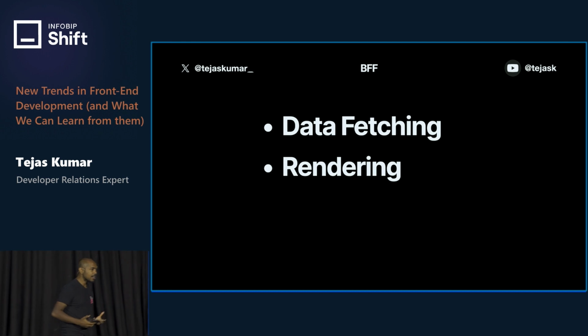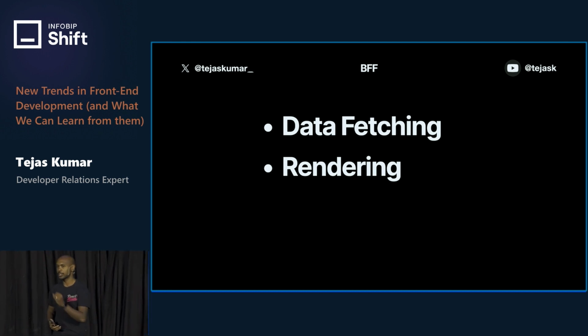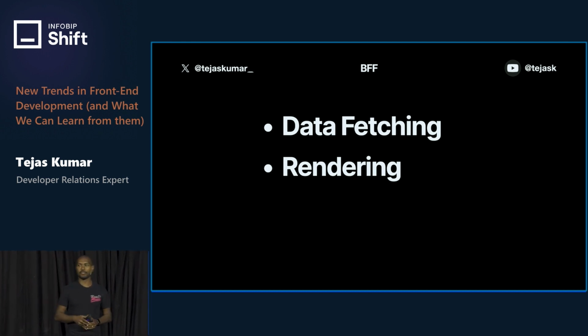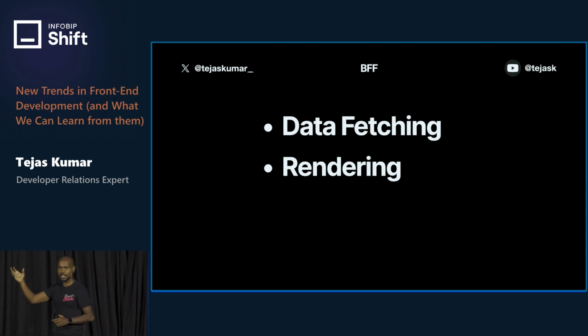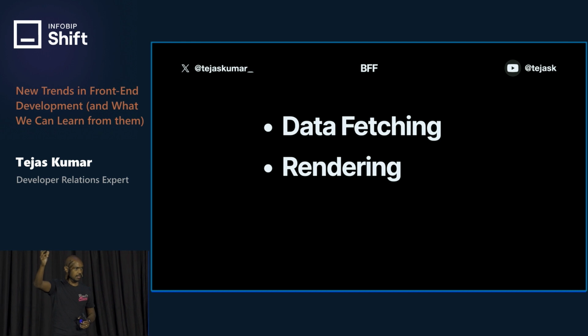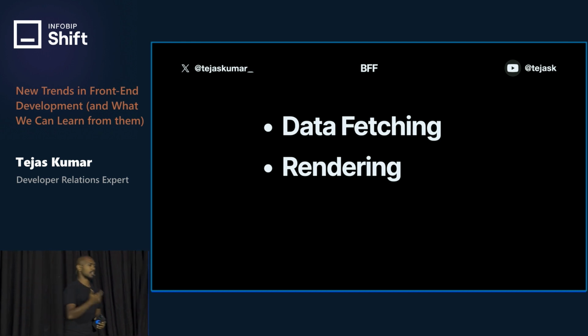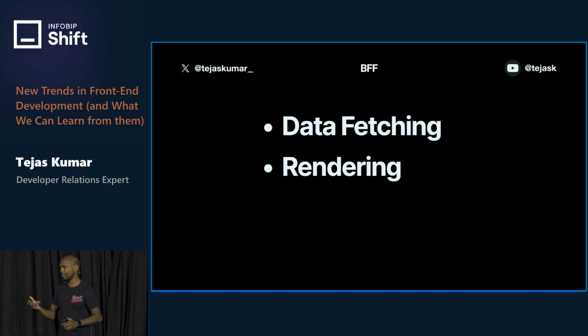Number two, rendering. When we render things on the server side, a couple of things happen. One, we can render. What we mean by rendering is taking a tree of elements, either React, Svelte, Solid, whatever you want, and turning that into something the browser can understand, usually a string or a stream of HTML.